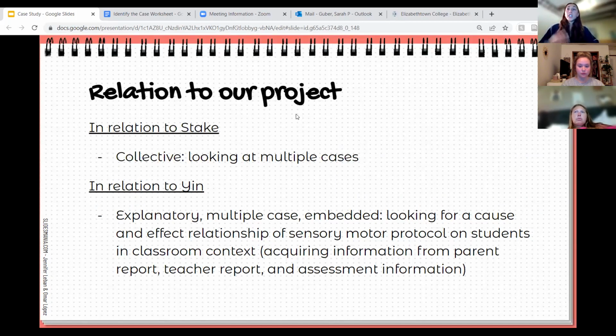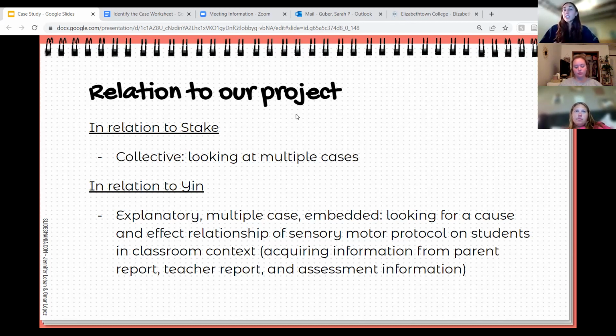So in relation to our project, because that was definitely a lot of information, we analyzed what we're doing in relation to both Stake and Yin's approaches. So just a refresher, what we are doing is implementing a sensory motor play group for children at Connections within the Bridge program who display challenging behaviors.